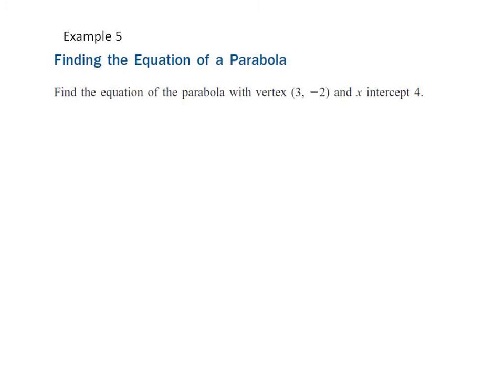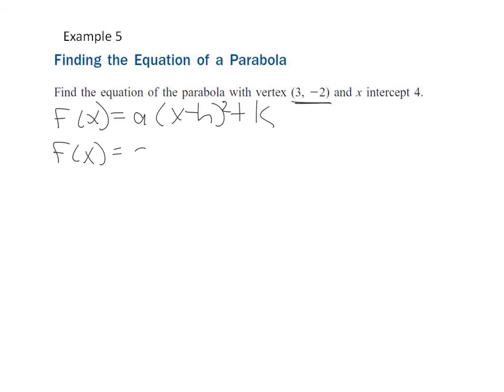Okay, now we're going to find an equation. So let's think about our equation. The first thing I want you to think about is our vertex form. That's f of x equals a times x minus h squared plus k. All right, that's our vertex form. We have our vertex, so that means we can do this. f of x equals a times x minus 3 squared plus negative 2, right? Okay, now we've got a problem.